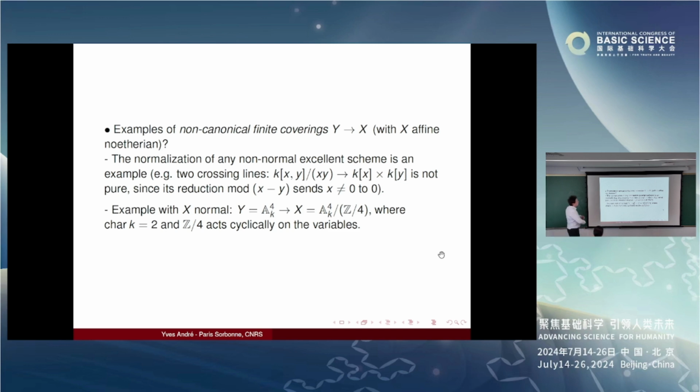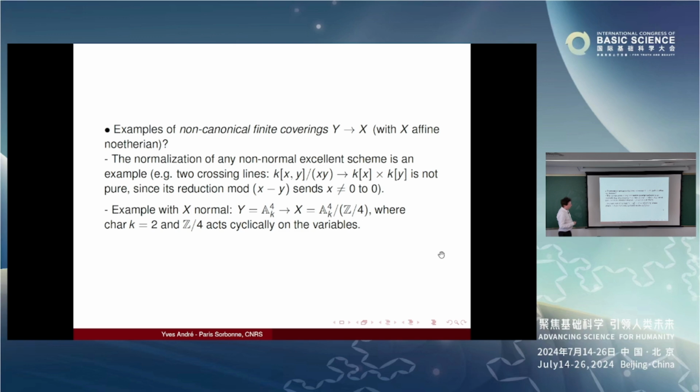So let us first look for examples of non-canonical finite coverings, so finite coverings which are not coverings for the canonical topology. To find such an example, it suffices to take the normalization of any non-normal excellent scheme. For instance, if you have two crossing lines, which correspond to this map, and you normalize, the ring of functions is just this. This is not pure, because if you reduce this ring modulo the ideal x minus 1, this sends x, which is not 0 here, to 0 here. So it's not universally injective. So this is a basic example. But now you might want to have an example with X normal.